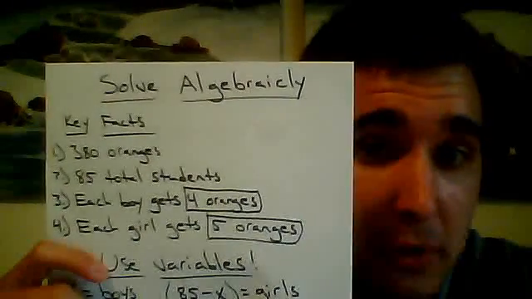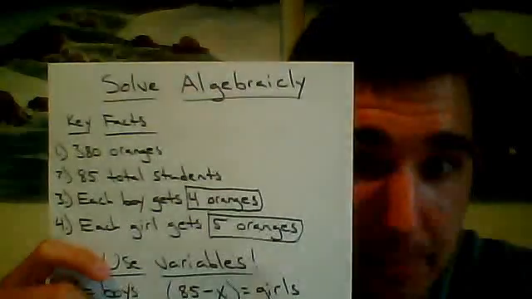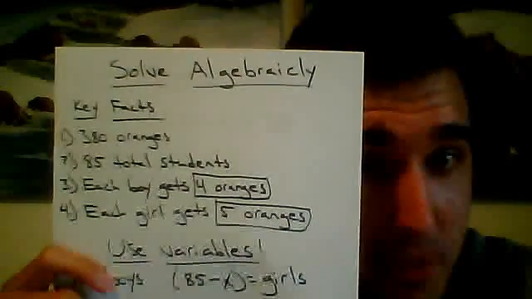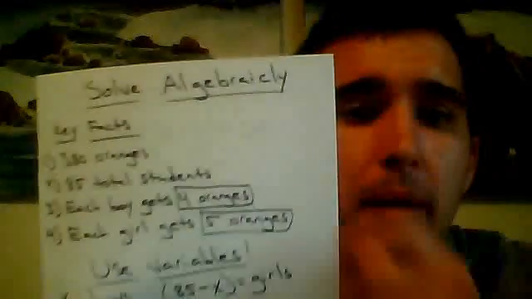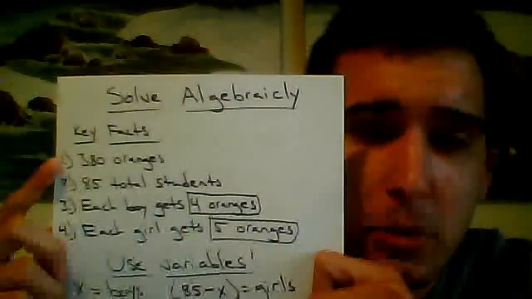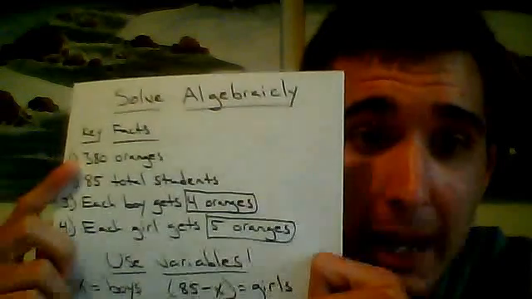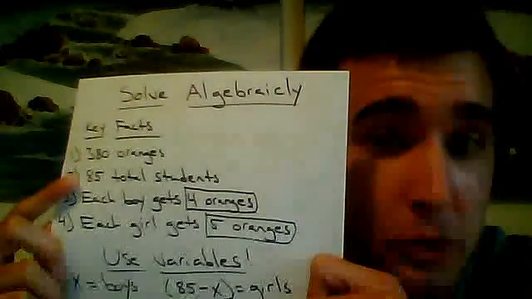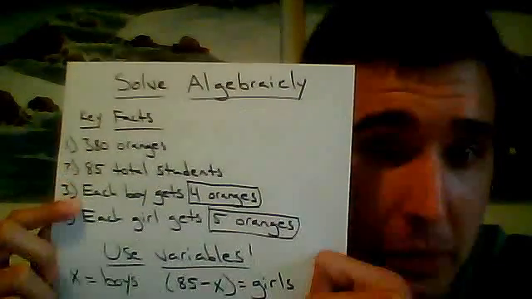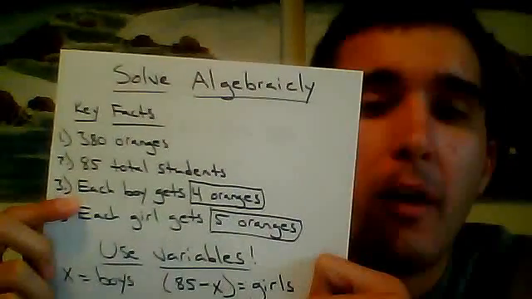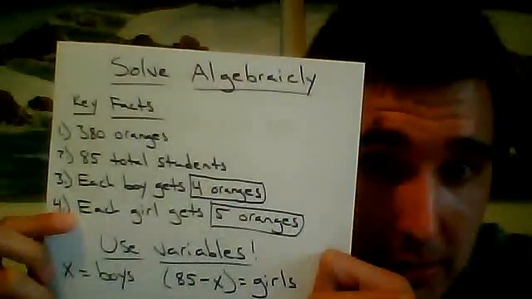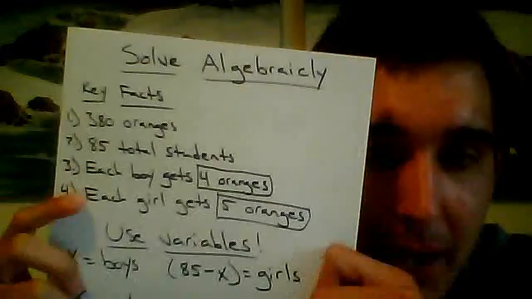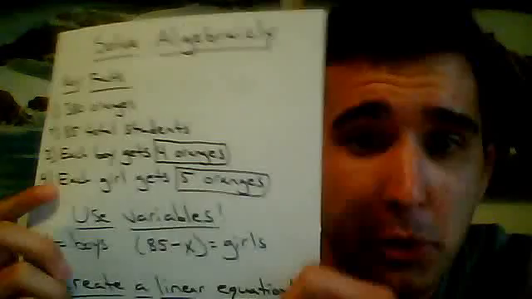Okay. Now, students, listen up. We're going to first solve this problem algebraically. Now this may be a little bit more challenging for some of you. A lot of you don't like algebra, but we can do this, okay? Remember our problem there. Key facts from the problem. How many oranges were there? Total 380. There were 85 total students in the class. And remember, each boy gets how many oranges? 4 oranges. And each girl receives how many oranges? 5 oranges. Okay, so we need to keep these facts in mind. I'm sure you've all written them down on your paper.